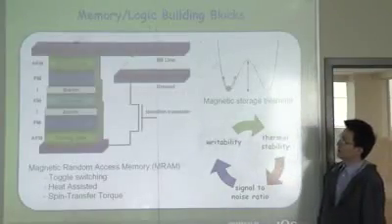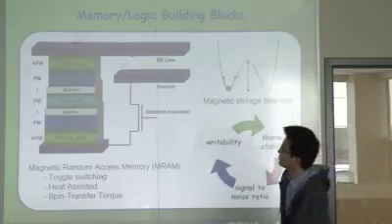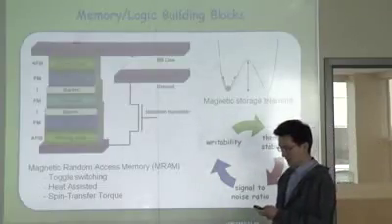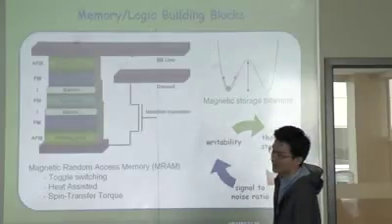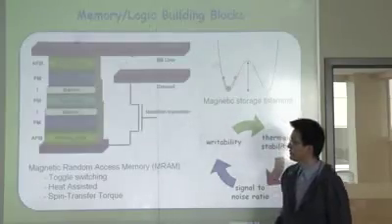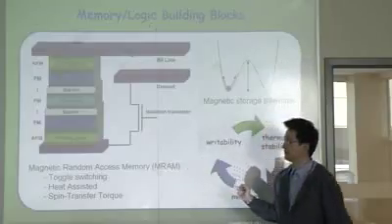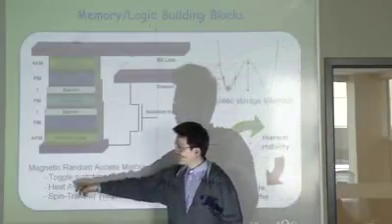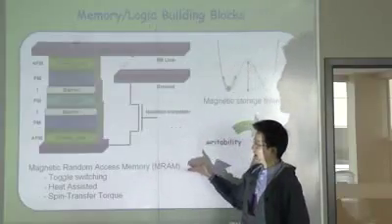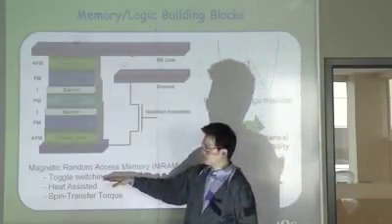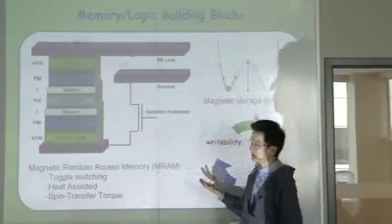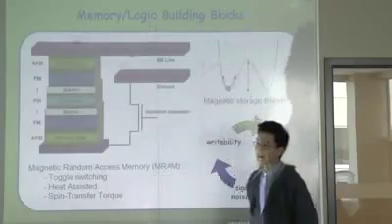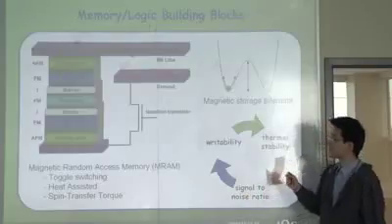Another very important application of spintronics is to construct spin-based logic and memory units, like MRAM, which I mentioned earlier: magnetic random access memory. With the novel technology, there are many different schemes to realize such an MRAM. You can use toggle switching or heat-assisted switching. The most advanced technology is based on spin transfer torque.